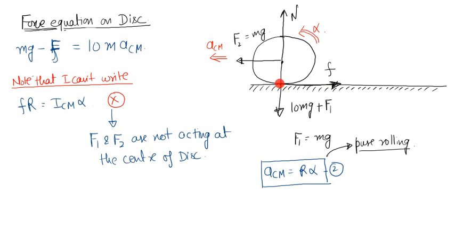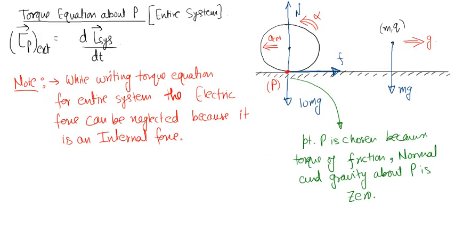So what I will do next, I will try to write the torque equation for my entire system, which is disk plus particle. In this slide, I am trying to write the torque equation about P for my entire system. Now my system includes this disk and this particle, and the point about which I am trying to write the torque equation is this point P.